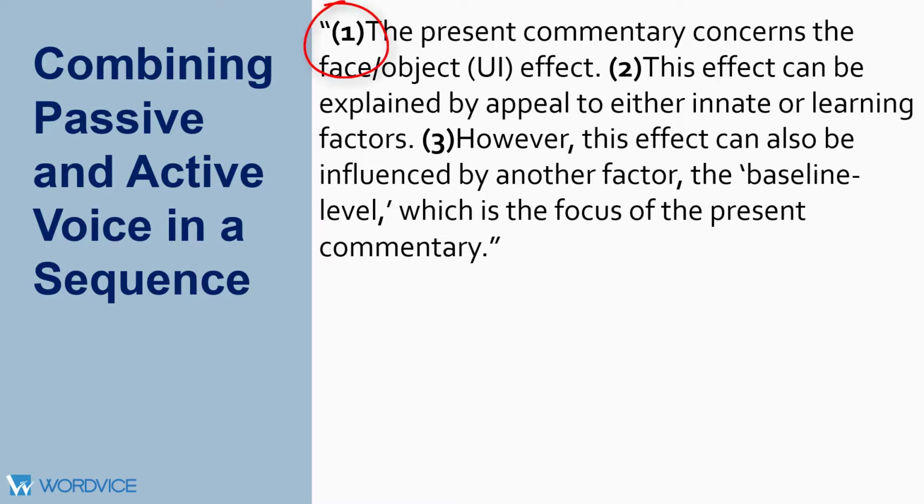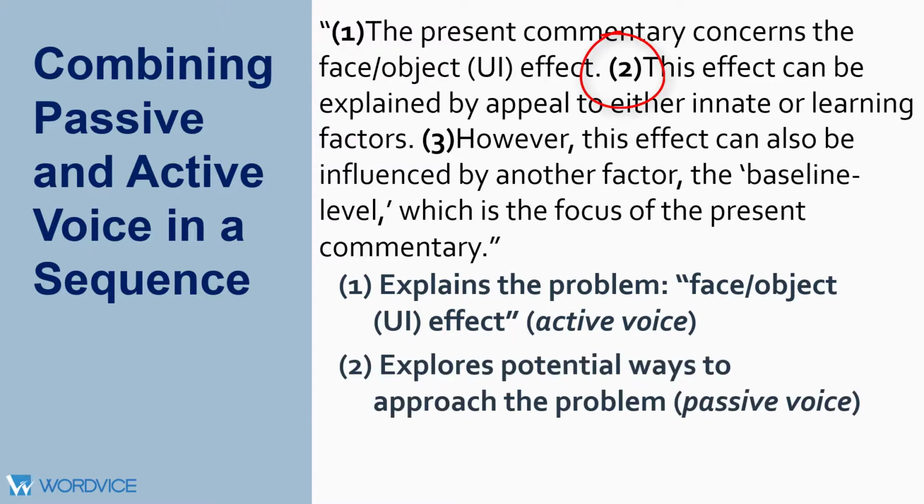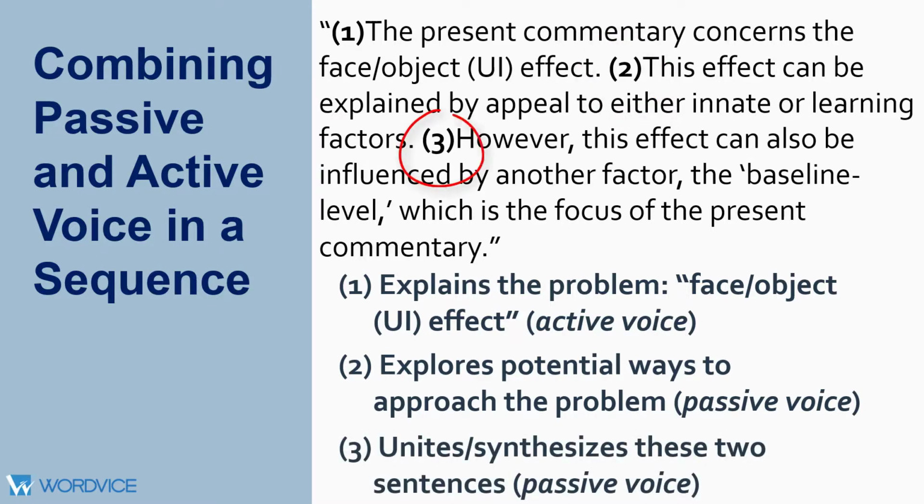The first sentence clearly and directly explains the problem of the study, that is the face object UI effect, using the active voice, setting up the reader for a further explanation that will follow. Meanwhile, the second sentence, written in the passive voice, explores some potential directions from which this problem can be approached. Finally, the third sentence unites these two ideas, or synthesizes them, using a passive voice construction. You'll also note that this third sentence is parallel with the second, that is, it has a similar syntactical structure. It unites the problem and the proposed explanations using the idea of influence as a unifying action, and this can be achieved using the passive voice.